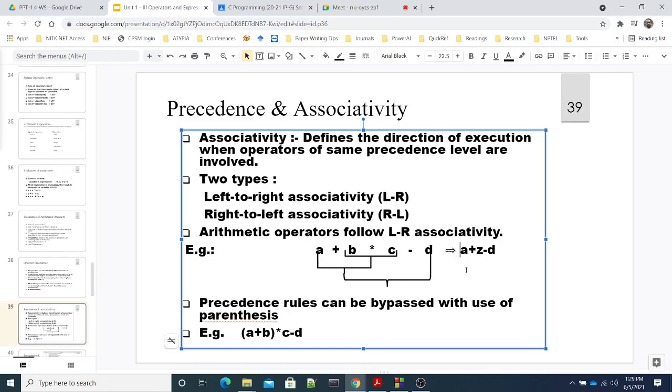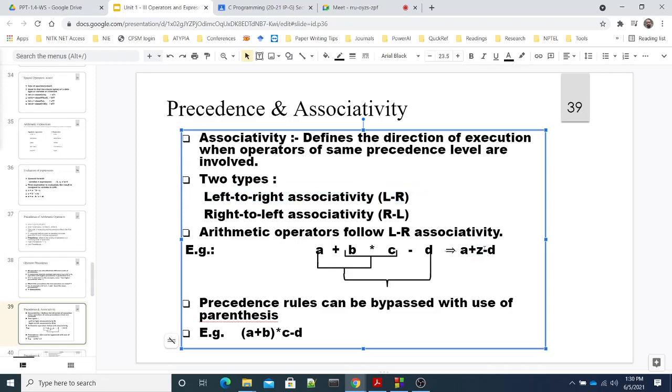Addition or subtraction? I am waiting for anybody to respond. Addition. Why? According to mathematics rule, yes, addition is going to take place. But we are not applying the mathematics rule, we are applying the associativity rule. Since the precedence is matching, we will apply the associativity rule for arithmetic operators, left to right.